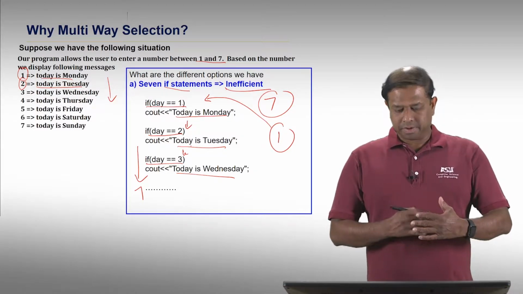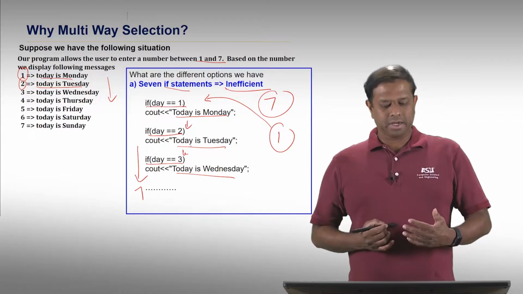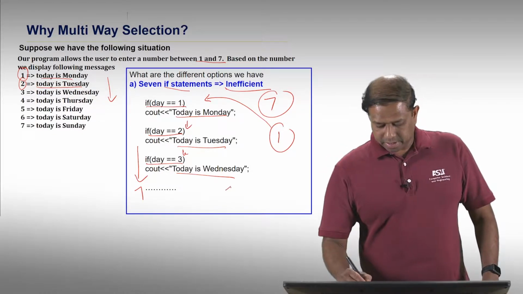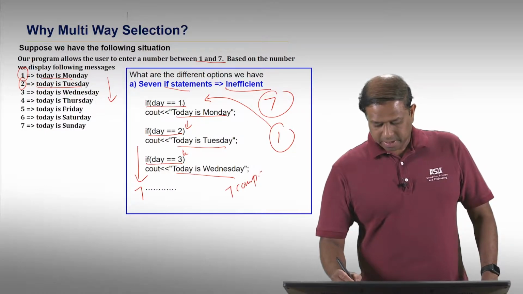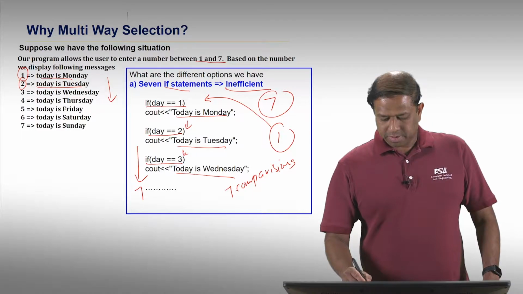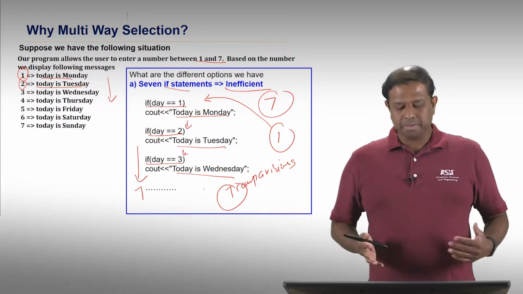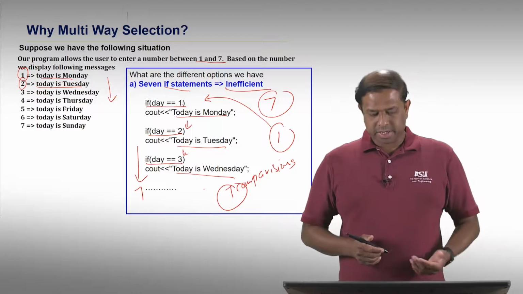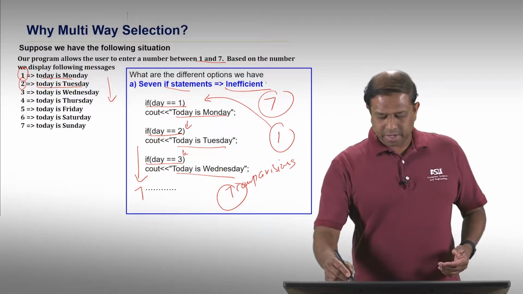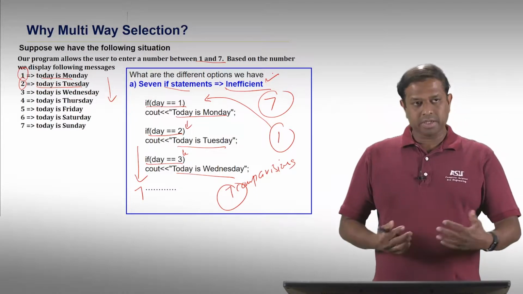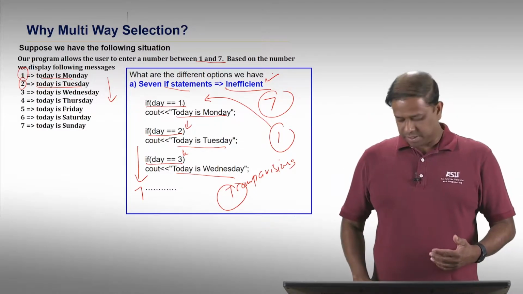So irrespective of the number that the user entered, we will be doing 7 comparisons. Out of these 7 comparisons, only 1 will be true. Therefore we'll be doing so many different comparisons that are unnecessary in this scenario. So therefore additional computations. From a computation point of view, this code is pretty inefficient.